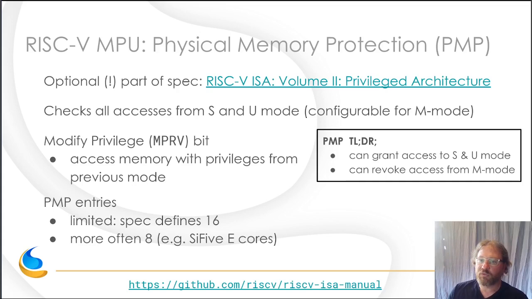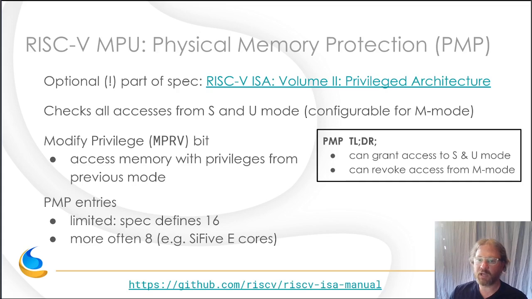There's a special bit called the modify privilege bit in the PMP settings, which can be used when you switch modes. You can set this bit if you want to check privileges from the previous mode. This is useful for some implementations of fault handling and so on. I won't get into the details there, but it's a useful implementation detail for the RISC-V OS port.